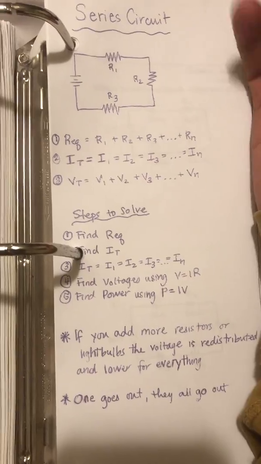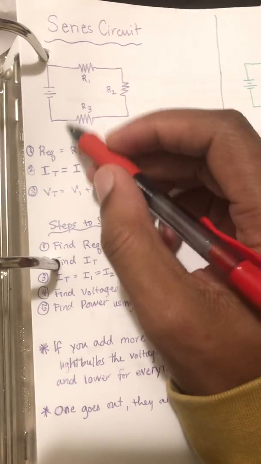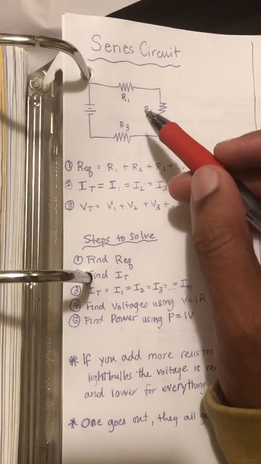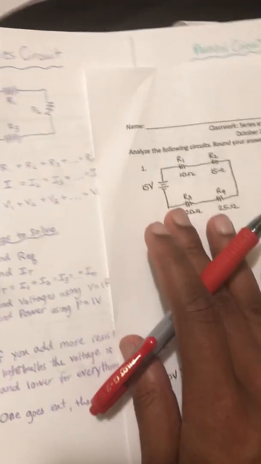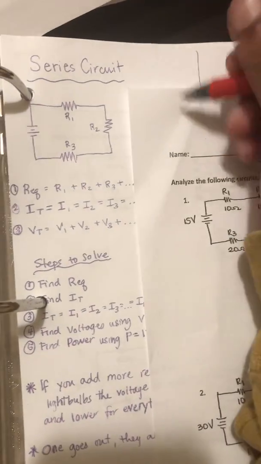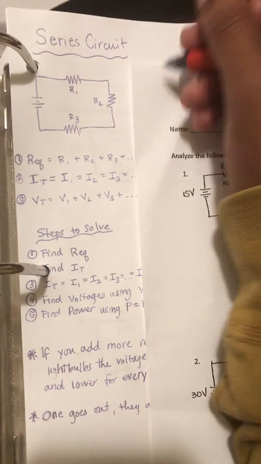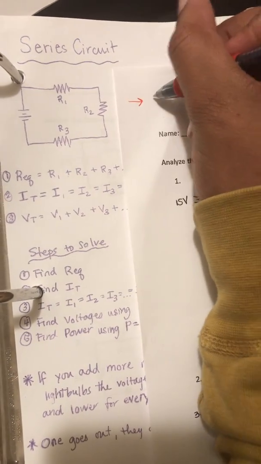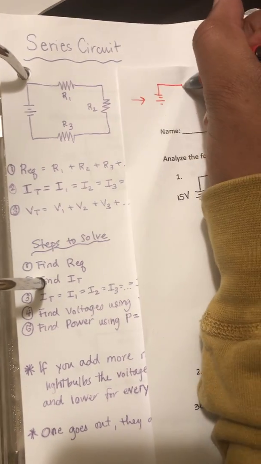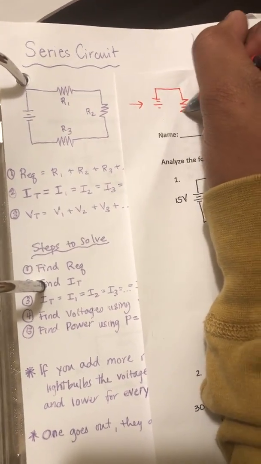The first thing that you should know about a series circuit is that we have something called the equivalent resistance, which is Req. This is like the total resistance. So I can simplify this circuit into a smaller circuit that has one resistor. I can combine all three of these resistors and it'll just be one resistor, and that's going to be called the equivalent resistance.